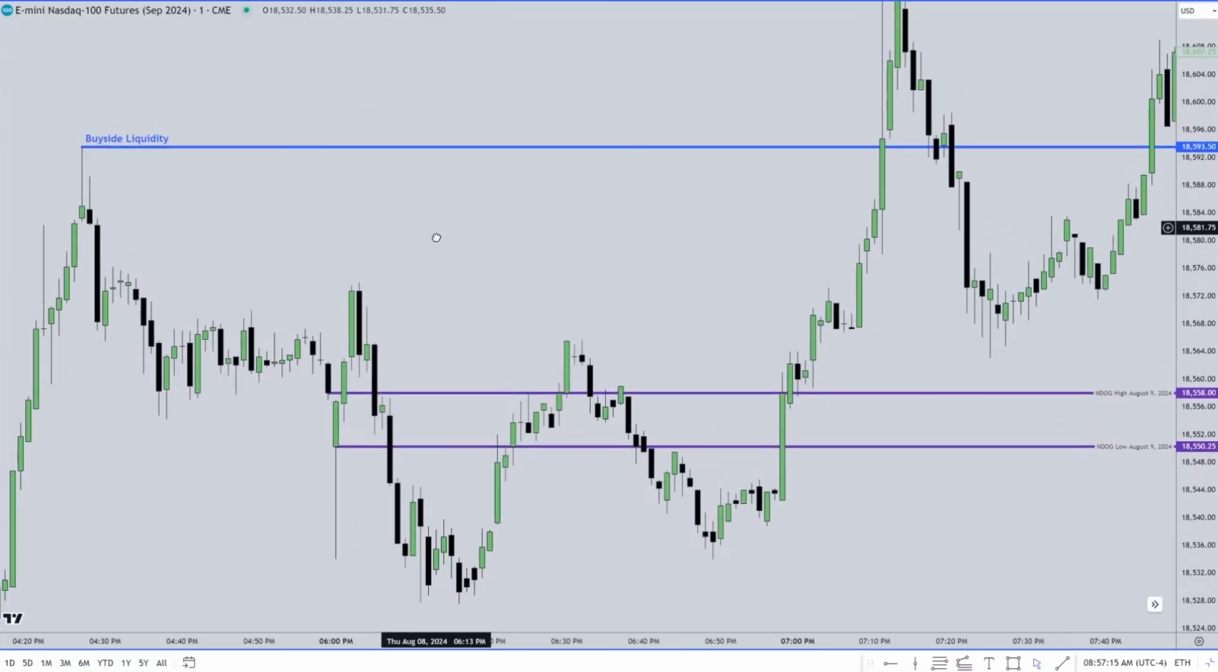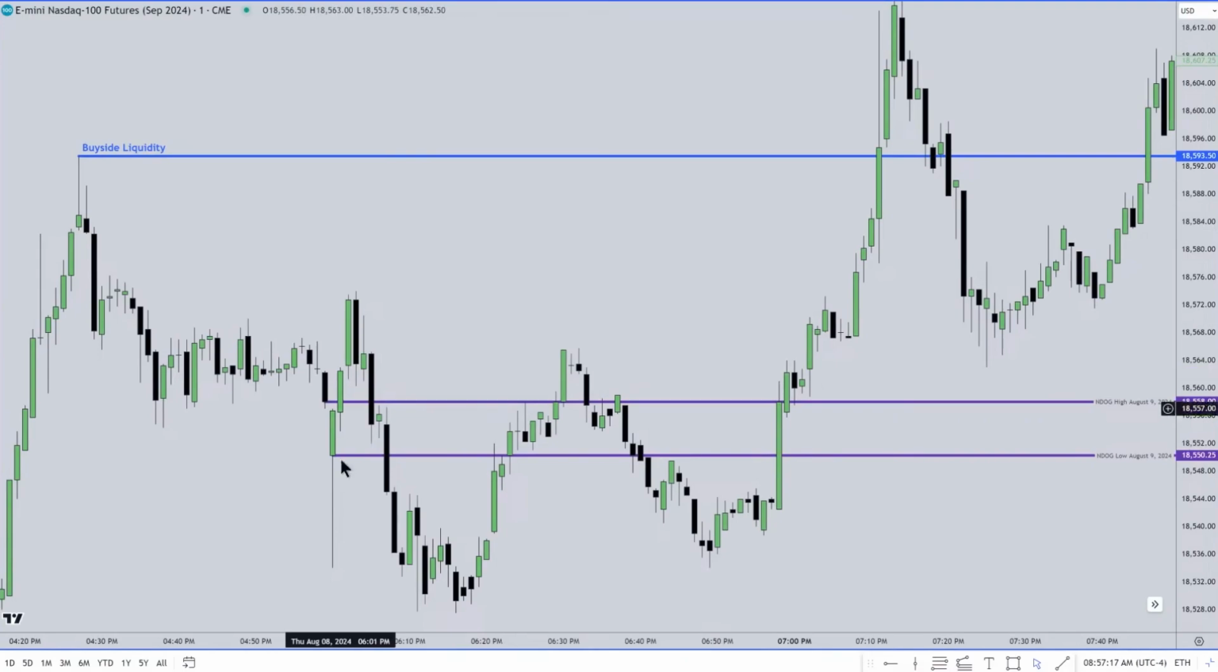Okay, so now we have the market that opened at 6 o'clock. We traded above a short-term high. You can annotate that as a minor buy-side liquidity pool. It drops down, takes out this low. You can annotate that as a minor sell-side liquidity pool.